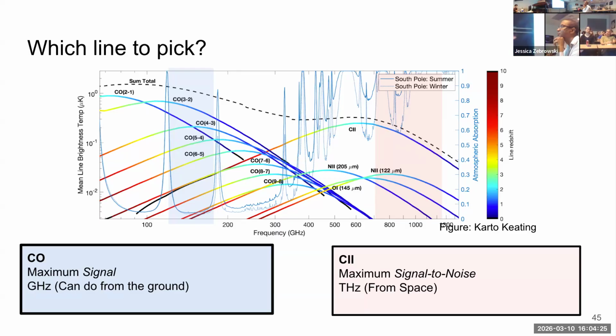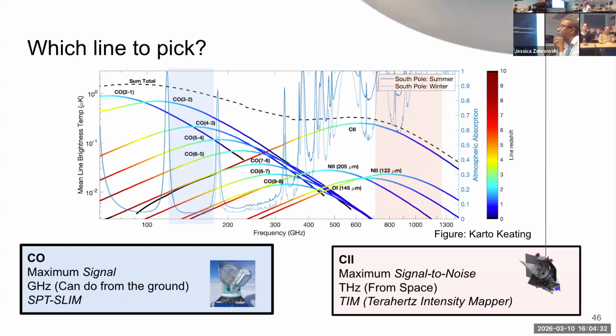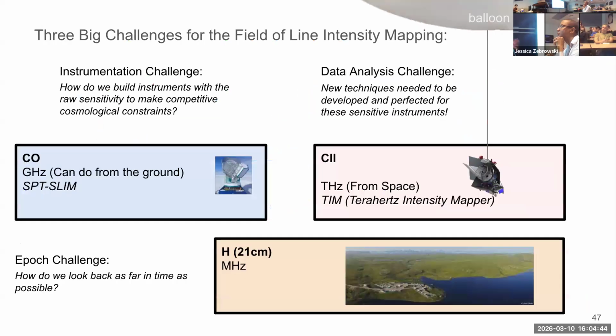So I think that this argument about signal to noise versus signal, both are pretty reasonable arguments. So I work on experiments that look at both places. I work on SPT-SLIM, which is a gigahertz experiment that does CO from the ground. And I work on TIM, Terahertz Intensity Mapper, which is a balloon-based telescope looking at C2 from space. And this will kind of, in some way, wrap in what I view as two of the three big challenges for the field of line intensity mapping: the instrumentation challenge, the data analysis challenge, and the epic challenge.